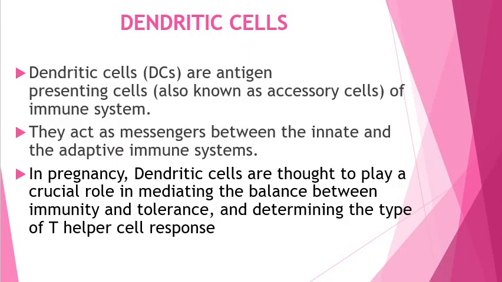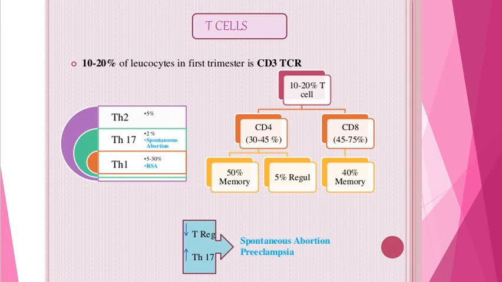So the dendritic cells, their main function is to process the antigen material and to present it on the cell surface to the T cells of the immune system. In pregnancy, the dendritic cells are thought to play a crucial role in mediating the balance between immunity and tolerance and determining the type of T helper cell response. So this is one representation of T cells during pregnancy.